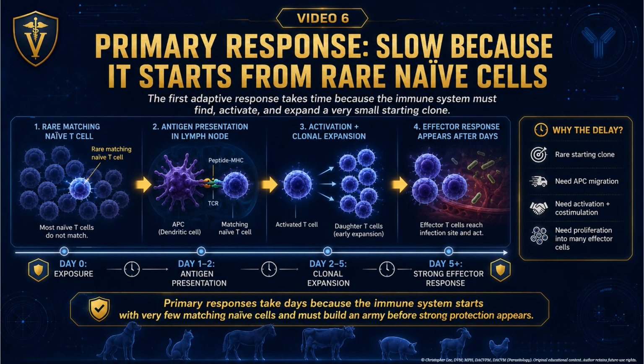It receives activation signals, including co-stimulation and cytokine support. Then it undergoes clonal expansion. Only after that expansion do enough effector cells exist to produce a strong adaptive response. And that is why primary responses take days. The immune system is building a specific army from a tiny starting population.